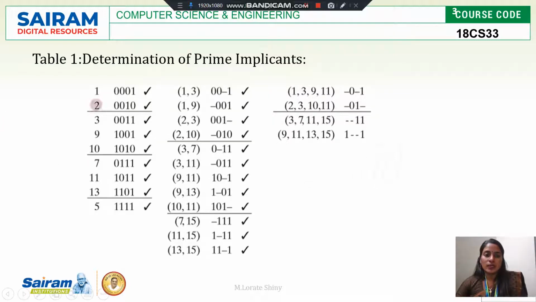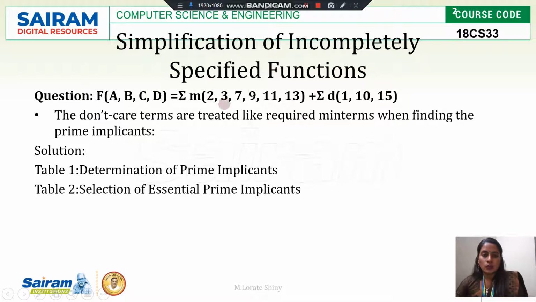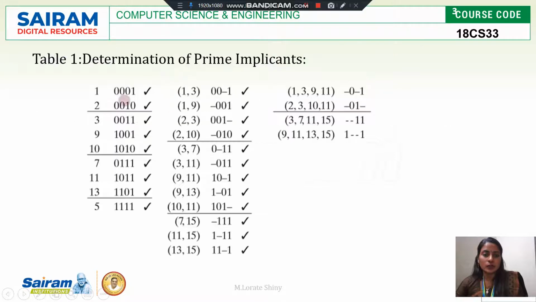Determination of prime implicants. There are 3 stages. In stage 1 you have to write all the minterms and don't cares which are given in the question. So 2, 3, 7, 9, 11, 13 including don't cares, so 1, 10, 15 also. Everything should be written in stage 1.